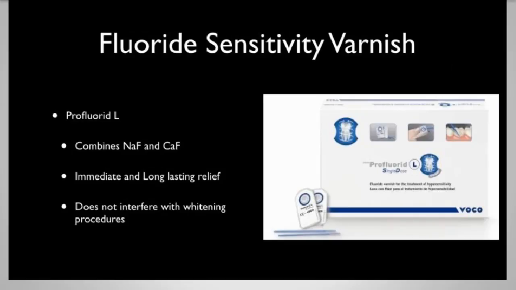Now, if patients are complaining about sensitivity, especially due to erosive aspects, we can consider applying fluoride varnishes. And there are varnishes that are specifically developed, in this case, here's Profluorid Varnish by Voco, to help fight hypersensitivity. And these varnishes do not impact whitening procedures in any way. They don't interfere with it. So these varnishes are very interesting.